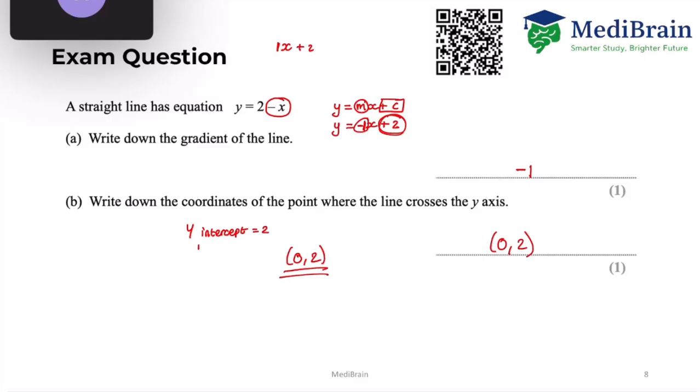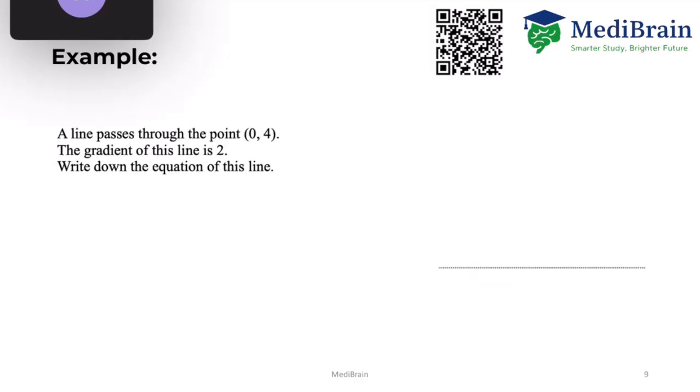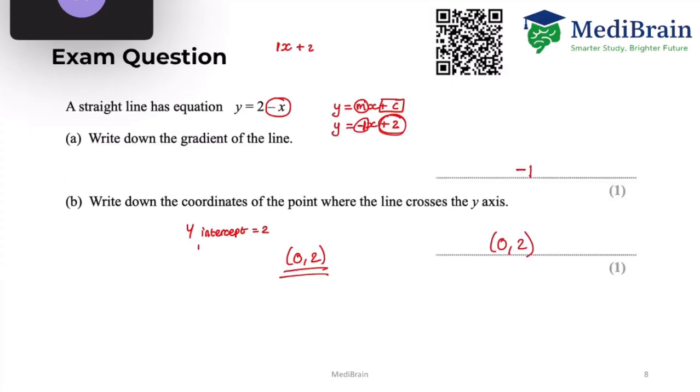Okay, so what we're going to do now is move on to a different example where we have to write down the equation of a line. Again, there is a simple method that we can follow in order to answer a question like this. We're going to go through this step by step, and then I'm going to give you a question to have a go at. The answer to the previous question was -1 and 0, 2.